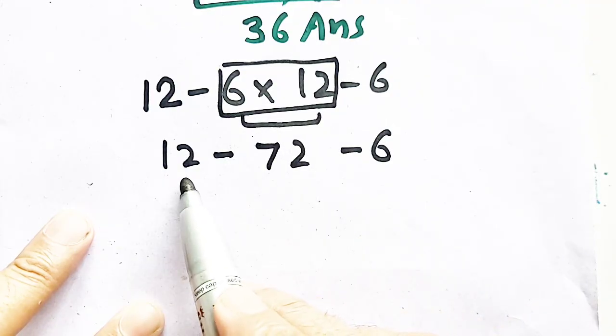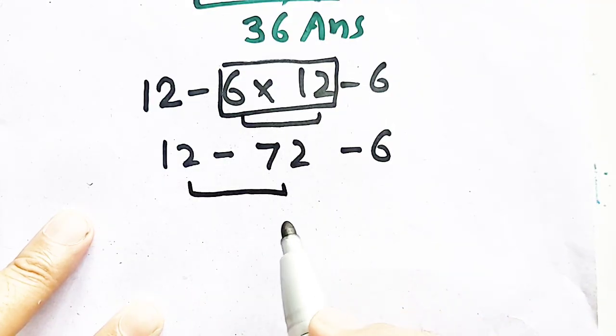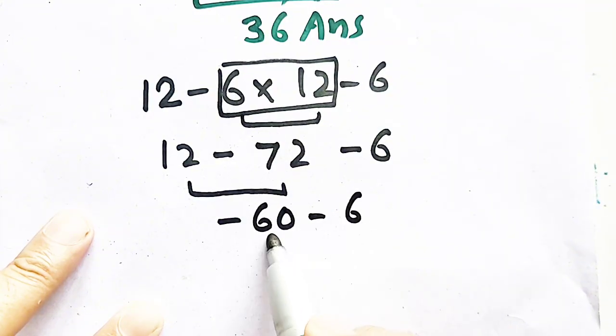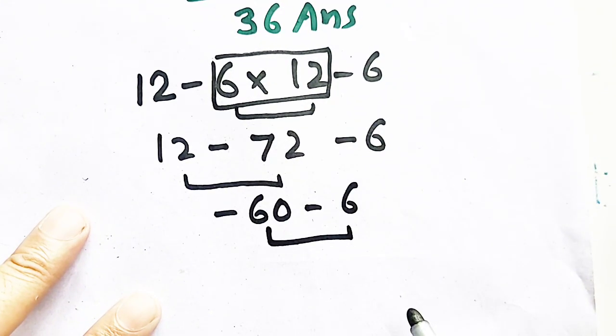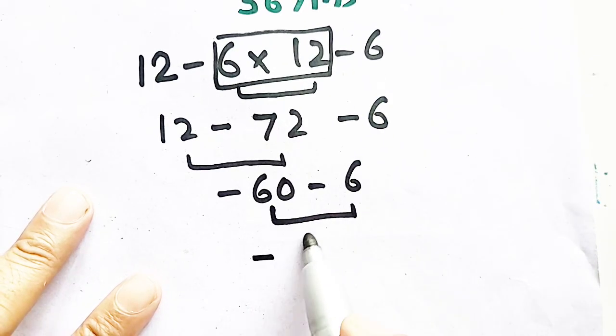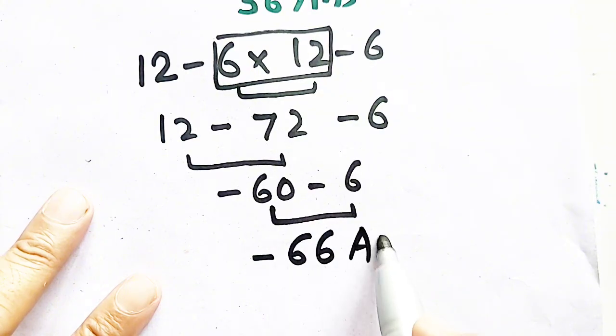Okay, now 12 minus 72 will be equal to minus 60. And here is minus 6. When we calculate that value, minus 60 minus 6, we have to add them. We will get minus 66, which will be our final answer.